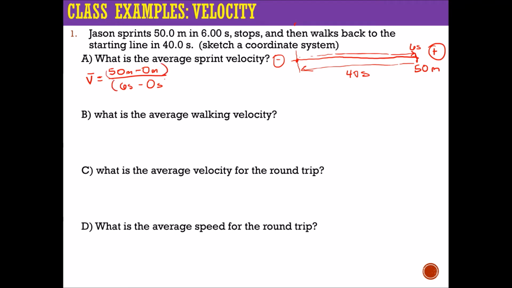Use parentheses around the numerator and denominator when you're plugging this into your calculator. So basically 50.0 meters divided by 6.00 seconds gives us 8.33 meters per second.